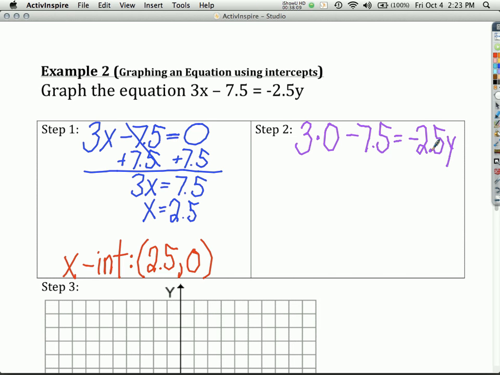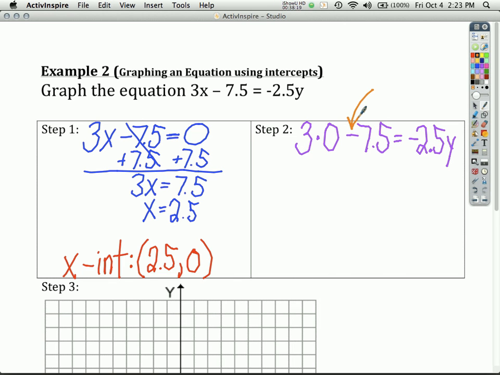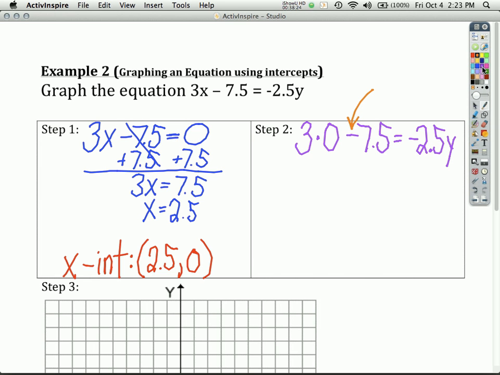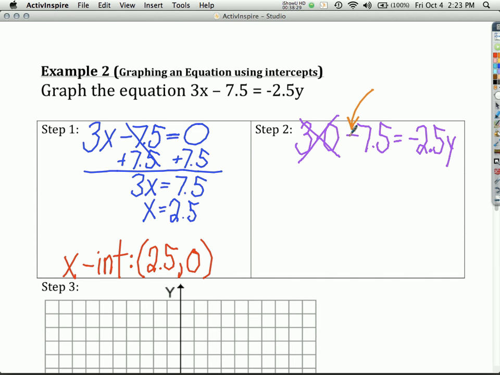But I already knew that this was going to disappear, but I wanted to emphasize something. That's why I wrote it down. This is a danger zone right here, just like during the warm-up. If you were to cross this out or say that this disappears, a lot of times students take this negative sign and they think that disappears too. But it does not. So make sure that when you write this down, it's negative 7.5 equals negative 2.5y. If you forget the negative, you're going to get the totally wrong answer.